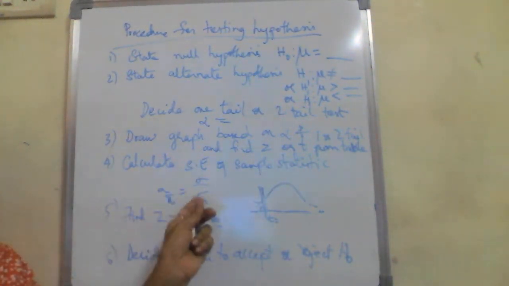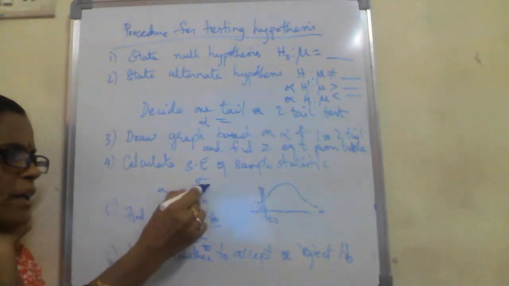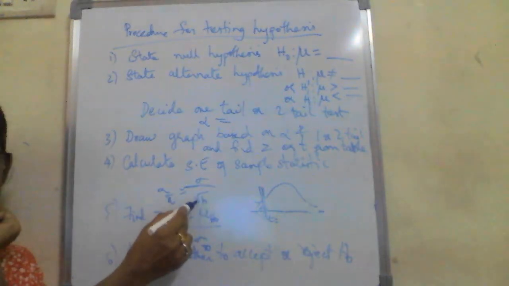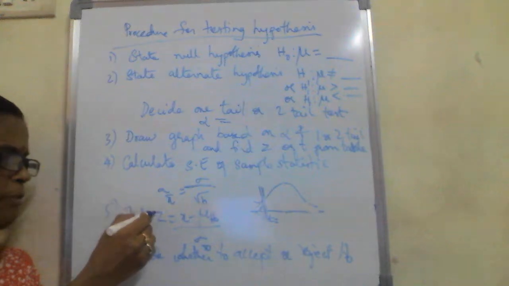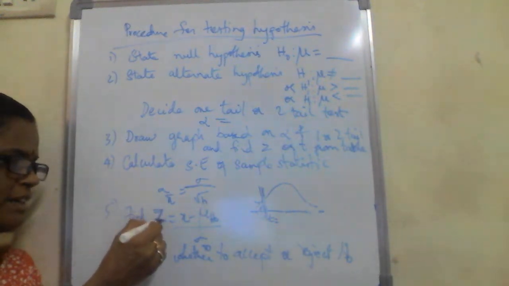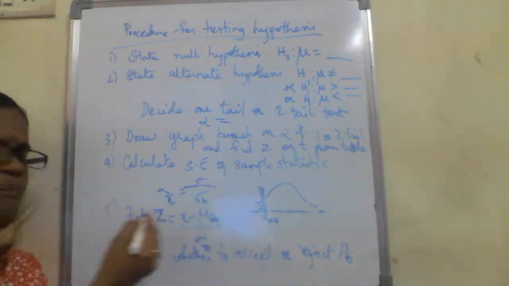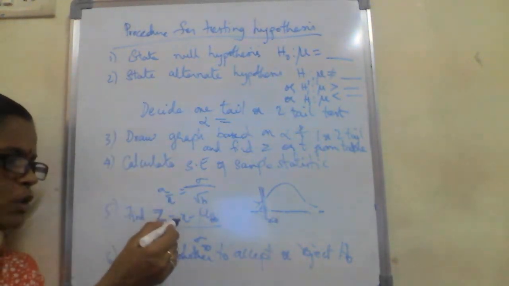With the help of standard error, sigma x bar is sigma by root n. Sigma is the standard deviation, divided by root of n, where n is the sample size. Find this sigma x bar, and in the next step we find our calculated z value. This z or t will be from the table. This is from the values they have given in the problem.